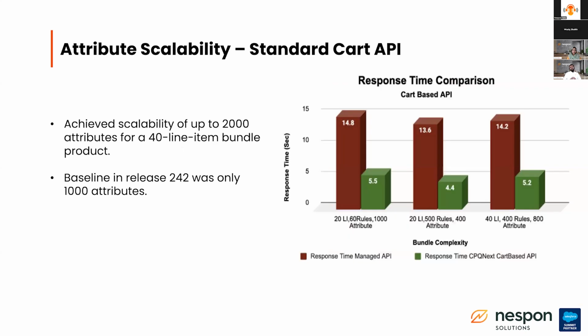The other key feature is the enhancement in attribute limit. This highlights that the Standard Cart API can handle a large number of attributes effectively. Normally we work with different B2B customers, so we are already aware that they have bundles of products they are using. For the different bundles of products, they require multiple attributes. But in the previous version, we had a limit where we could use only 1,000 attributes per cart. But now Salesforce has increased this limit to 2,000 attributes for a 40-line item bundle.